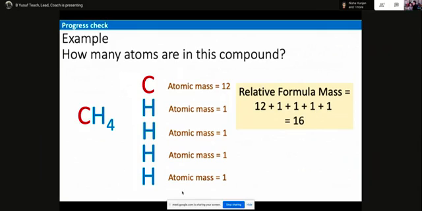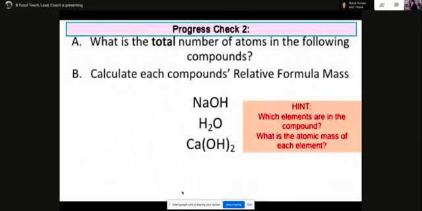If this is something you find difficult, please practice this in your own time and look at examples you can find on the internet that will help you build your confidence and your skills so you get the correct answers. Okay, so quick progress check here. Same application of information. What are the total numbers of atoms in the following compounds, and how would you work out their relative formula mass? So you've got sodium hydroxide, water, and calcium hydroxide as well.